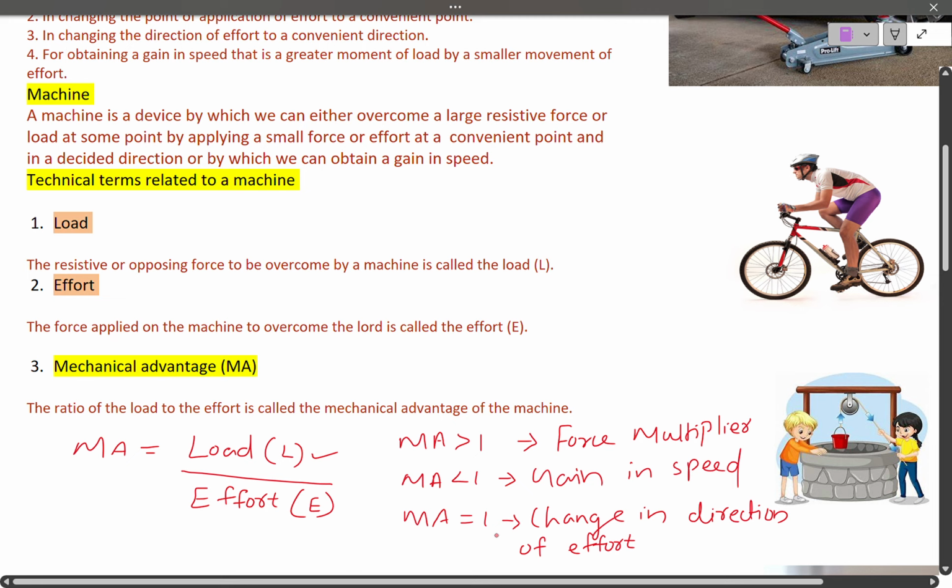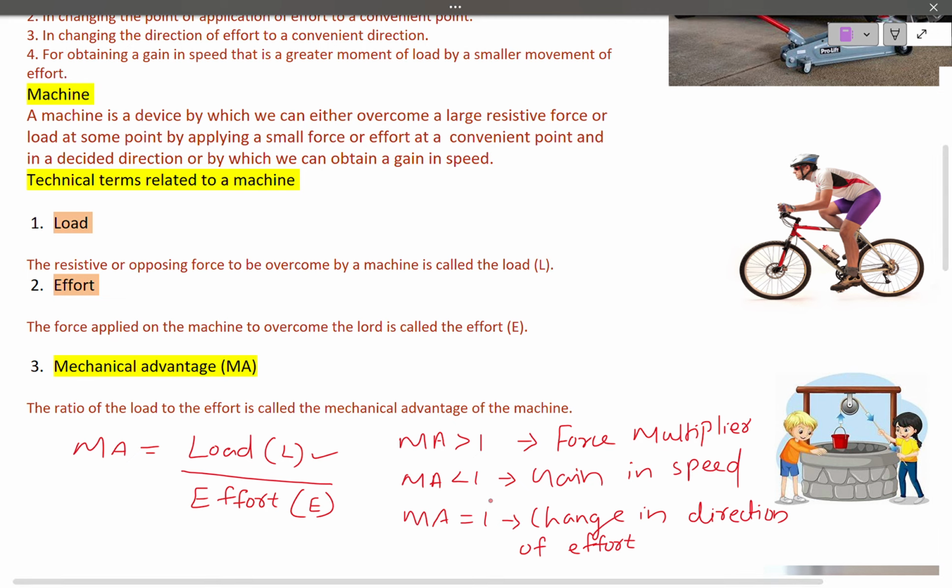So these are the three possible values for mechanical advantage. Mechanical advantage greater than 1, then load greater than the effort, then it can act as a force multiplier. Then if the effort is greater than the load, then the value of mechanical advantage will be less than 1. Then it can be used as gain in speed. Then if the load and effort both are equal, mechanical advantage equals 1, then we can use it to change the direction of effort as there is no gain in force or speed.